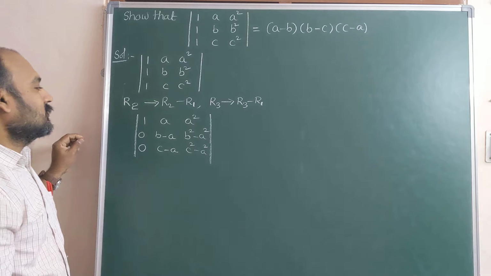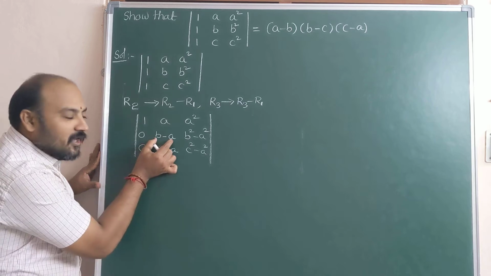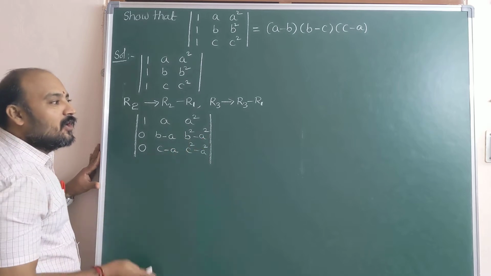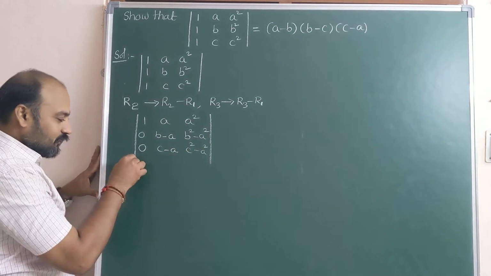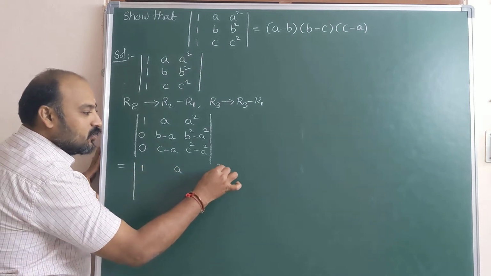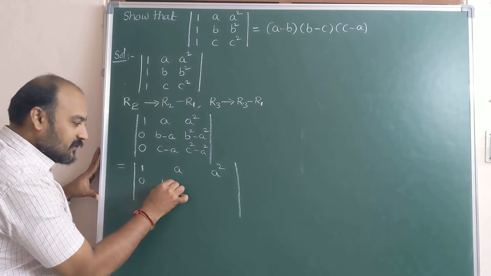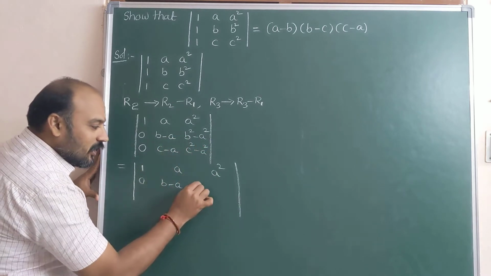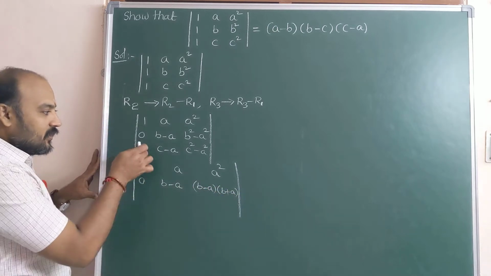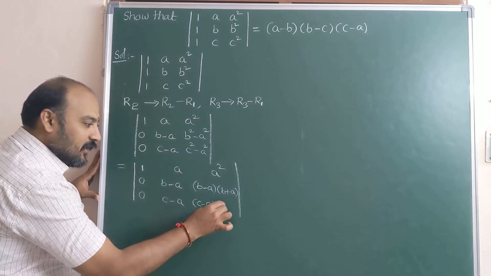After that, from the second row and third row, the b minus a term is there. b square minus a square means what? b minus a into b plus a only, no? So we can write it as: 1, a square; 0, b minus a, b square minus a square can be written as (b minus a) into (b plus a); third row 0, c minus a, (c minus a) into (c plus a).